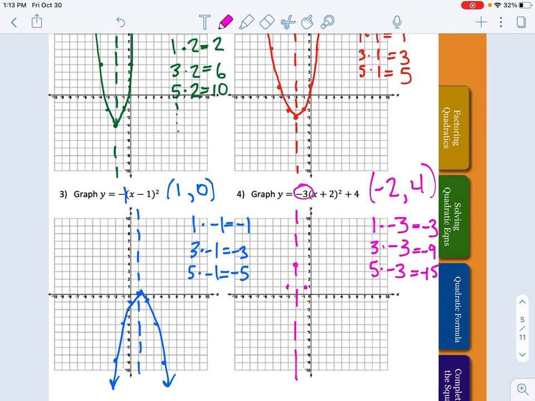I'm going to go over 1, down 9. And I have run out of room from there, so I will stop and draw in my parabola. And that's it. It's pretty simple with the shortcut.